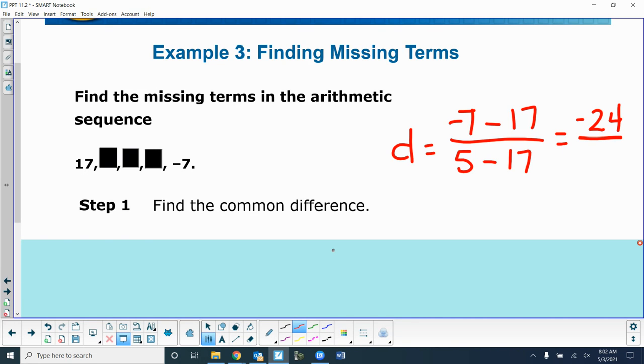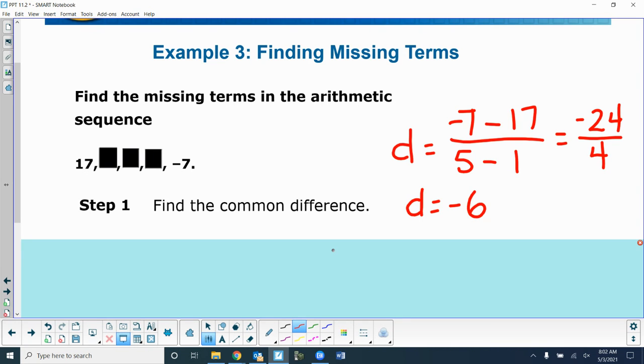And why did I put a 17? What term was that? First term, right? Not what it was, what number it was. So what's negative 24 divided by 4?